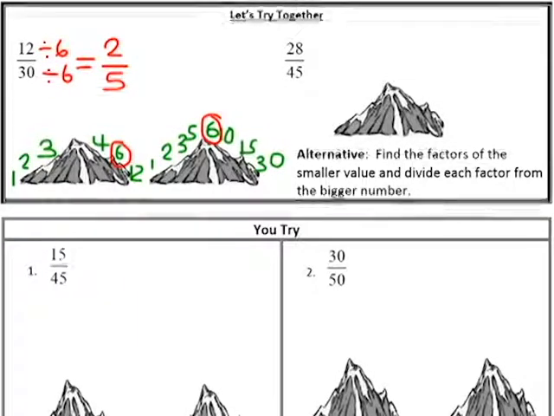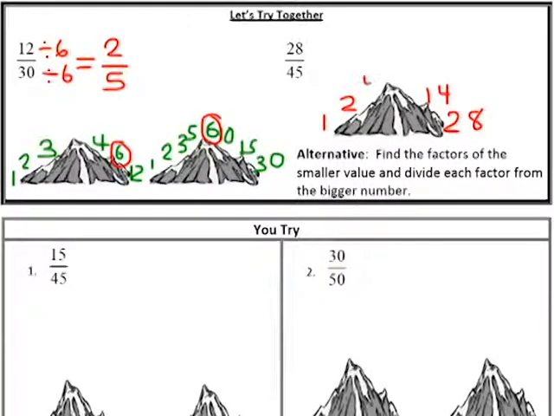I'm going to show you a rendition of this method where you only use one mountain. Take the smaller number, 28. 1 times 28, 2 goes in because it's even, 2 times 14, 3 does not go in, 4 does, 4 times 7. I meant to say 5 does not go in, 6 does not go in because 2 and 3 are not up there, 7 does, and I'm on the other side.